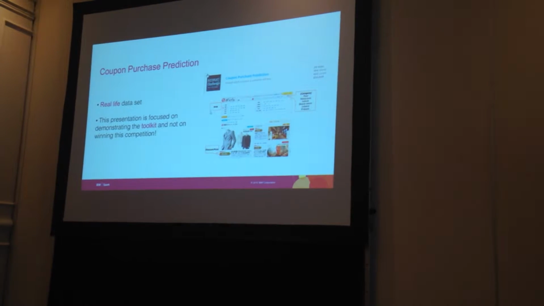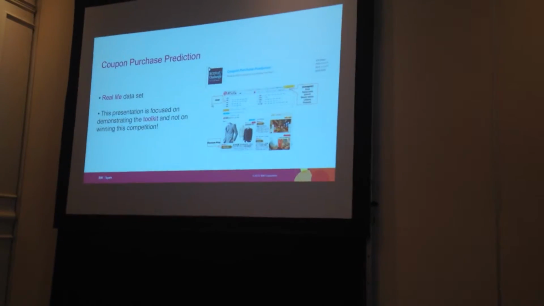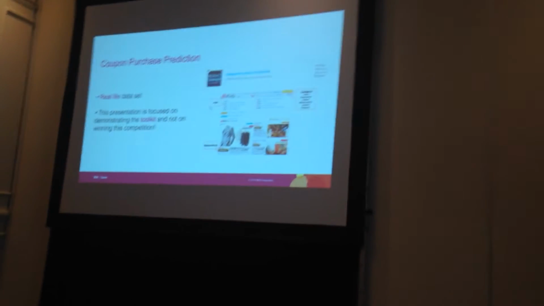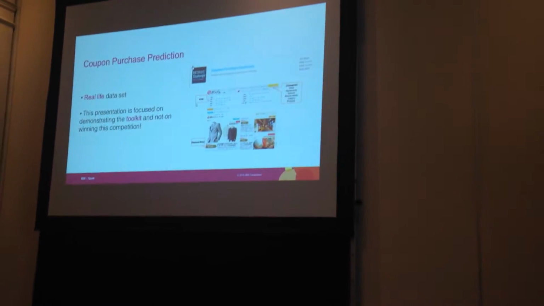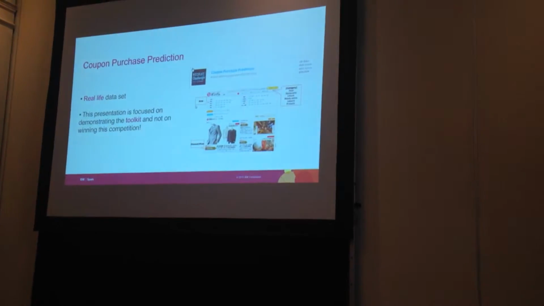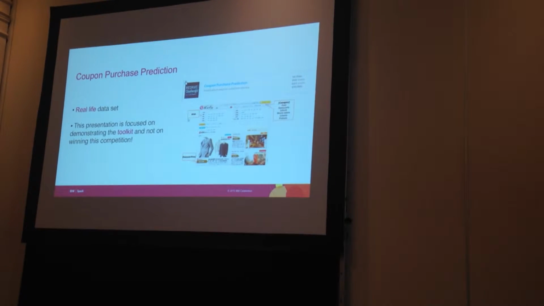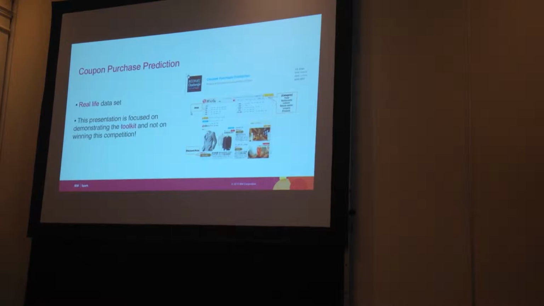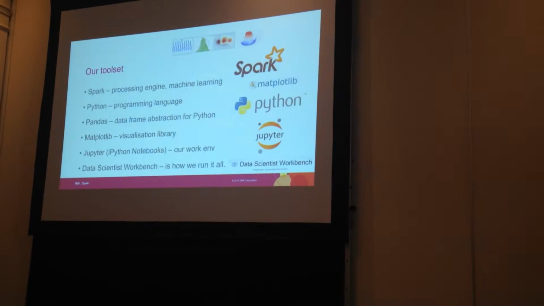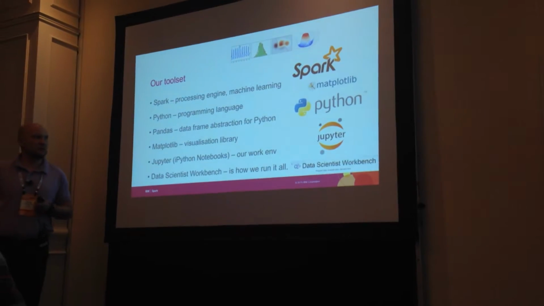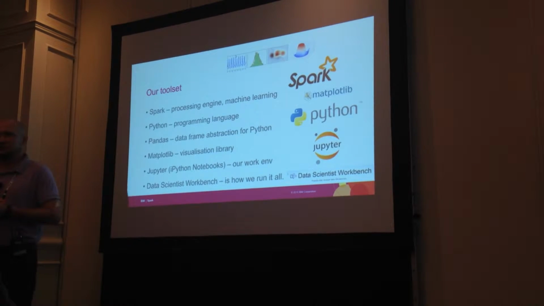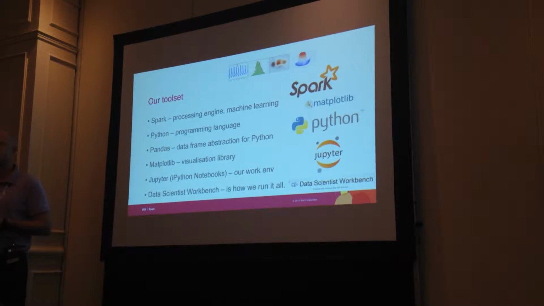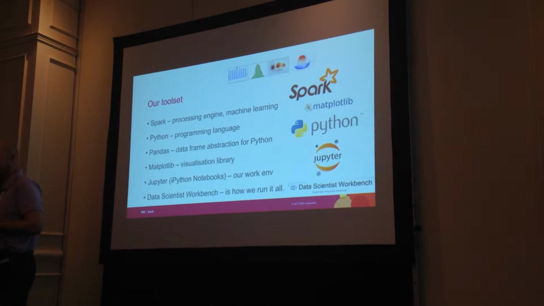Then you have to predict, based on the training set, which coupons will actually be bought, and then the system scores you. I'm going to show you the first piece: how to plug the data into Spark and analyze it with a tool set. The tool set we will use is first of all Spark, for data pre-processing and machine learning.